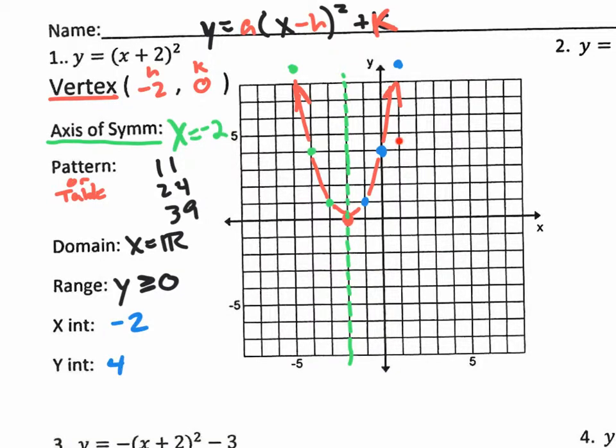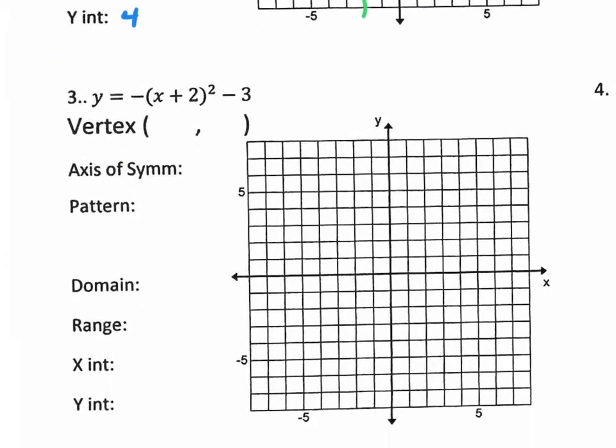You get like 2 points for the graph, another point for the vertex, another point for the axis of symmetry, another point for the pattern or table, another point for the domain, another point for the range. You get a lot of points here. It's a great opportunity this Friday to bump up your grade because it's pretty easy. Let's jump to the next odd one.